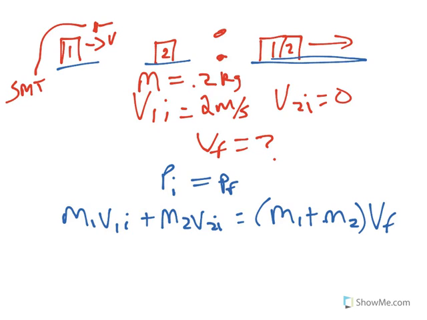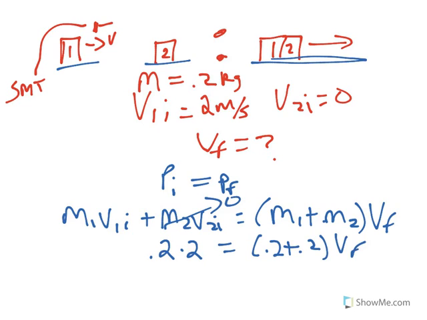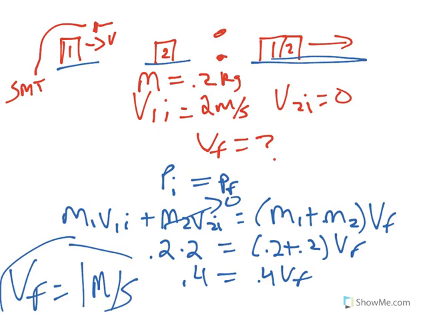Alright, now plug in numbers. v2i is 0, so that goes away. So we're left with 0.2 times 2 equals 0.2 plus 0.2 times Vf. So we end up with 0.4 equals 0.4 Vf. Divided by 0.4, and we get the final velocity is equal to 1 meter per second. Now this is the way to solve for the velocity. But as you may note, there is another thing, the mass. How would you solve for the mass?